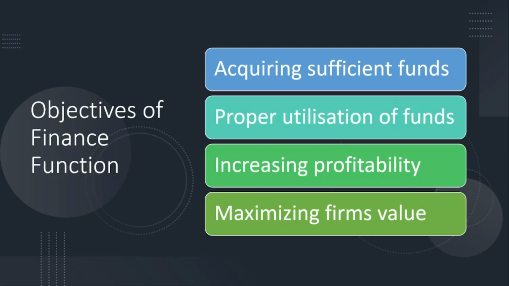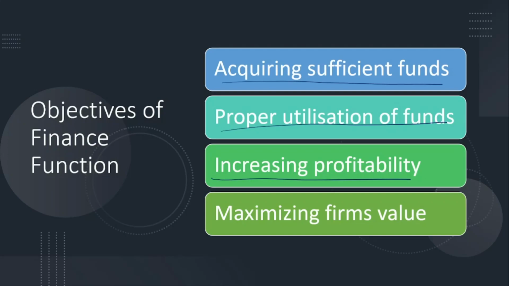The first one is acquiring sufficient funds. Whatever the amount of fund required, acquiring all those sufficient funds is the first objective. The second one is that once you acquire the fund, proper utilization of the fund should happen. So the second objective is proper utilization of funds. The third one is increasing profitability.